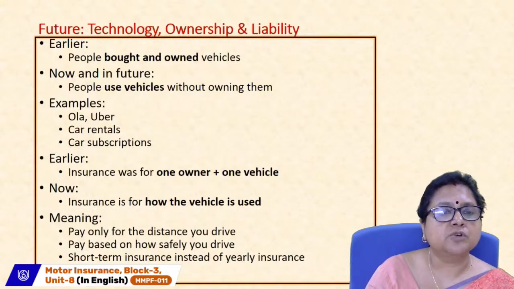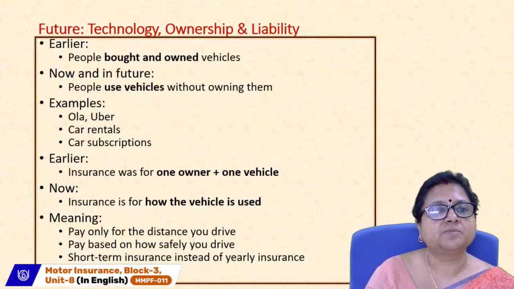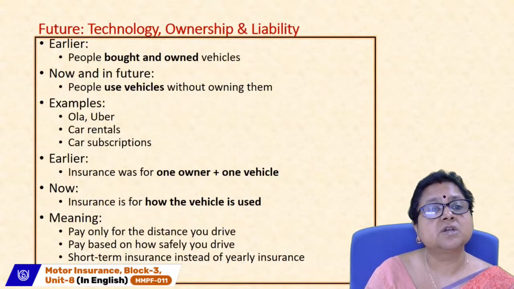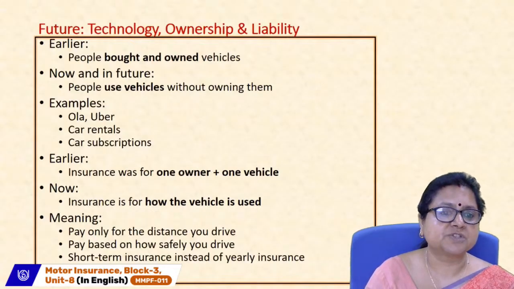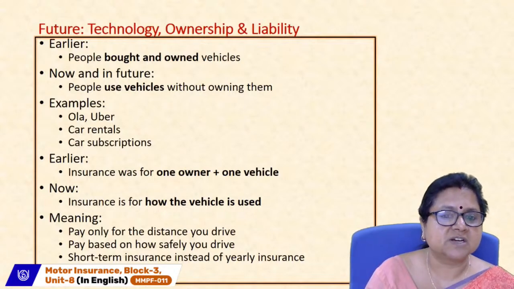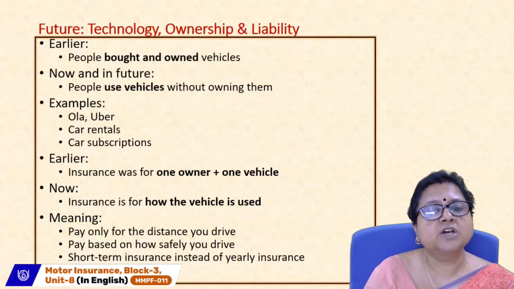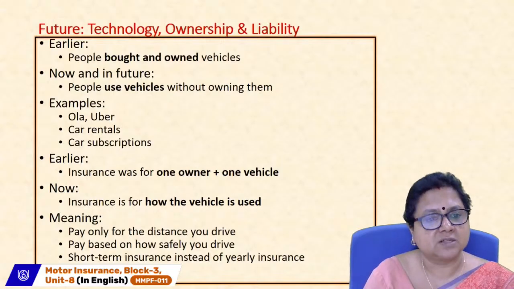Now, looking into the future technology, ownership and liability of motor insurance. Earlier, people bought and owned their own vehicles, but now and in future people use vehicles without owning them, like Ola, Uber, car rentals and car subscriptions. They are only using the vehicles. Drivers are using the vehicles, the owner is someone else and the driver is someone else.